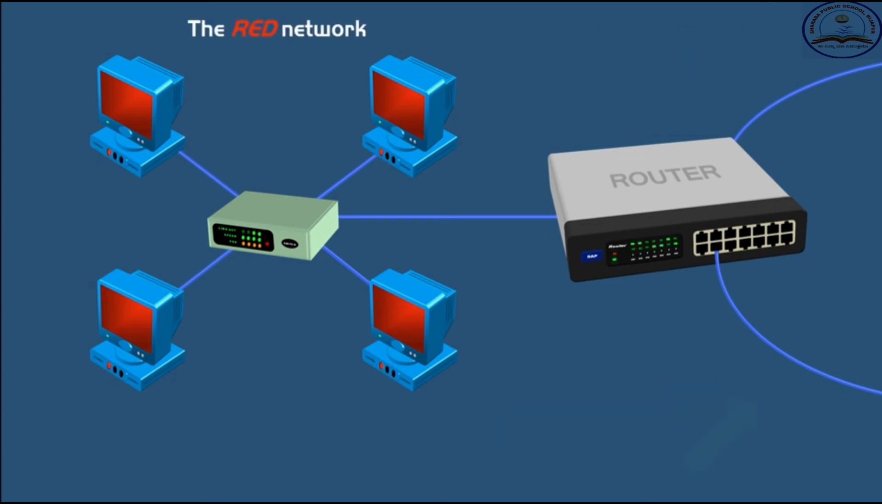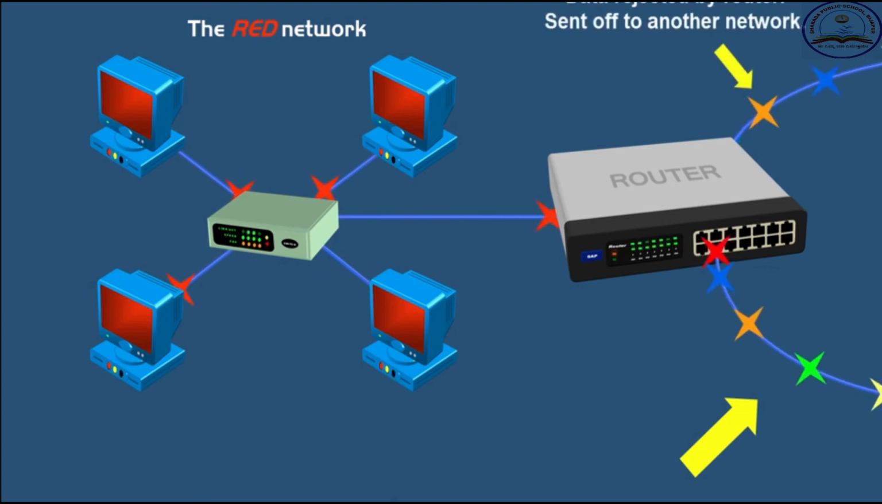Let's see. Now you can see the data packets. Only the red data packets are transferred to the red network. Other data packets have been transferred to the respective networks. This is how the router specifically takes the data packets sent by the other network and sends them to the correct network.